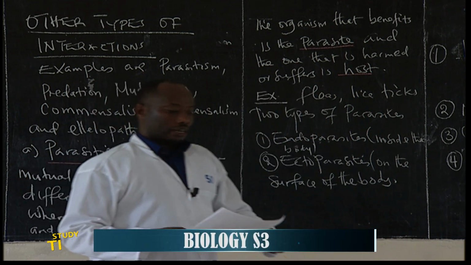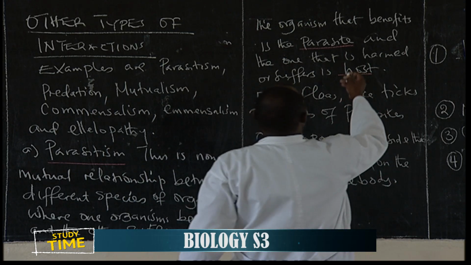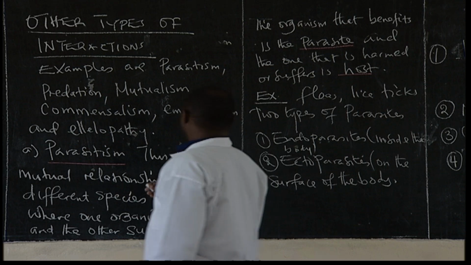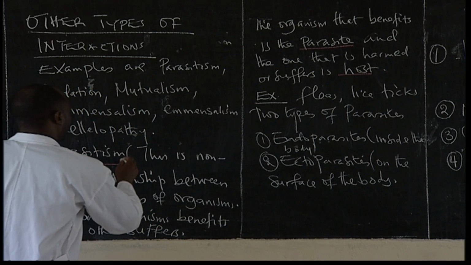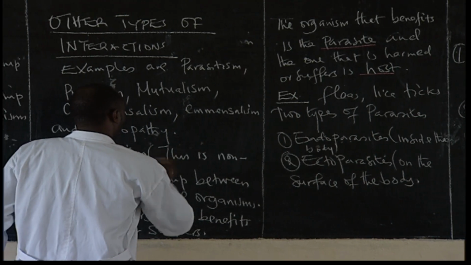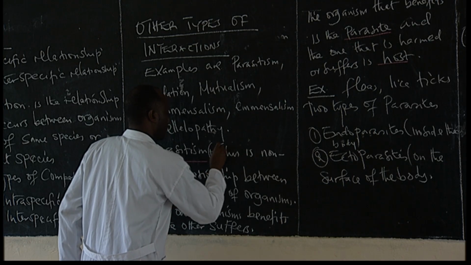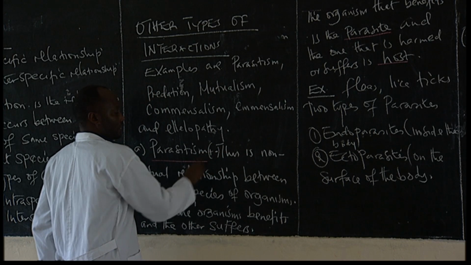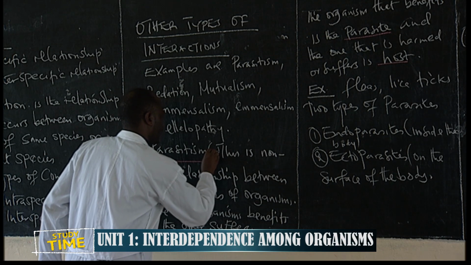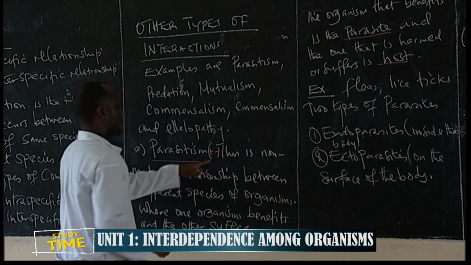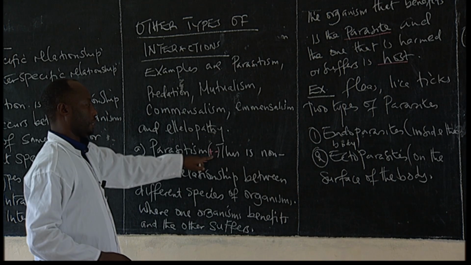Quickly, I can mention that parasites are involved in this type of interaction. Let me use some signs. With a parasite, one organism benefits and another one is harmed. It is a plus and a minus. This is a plus, and this is a minus. The one that loses is the minus, and the one that benefits is the plus.